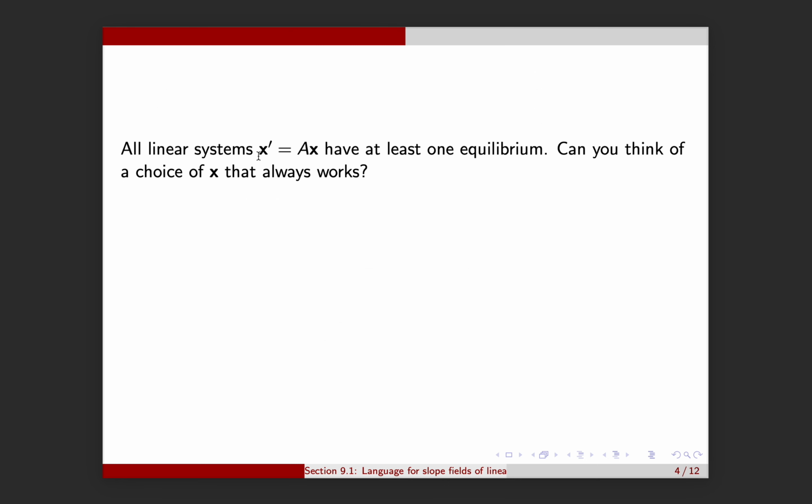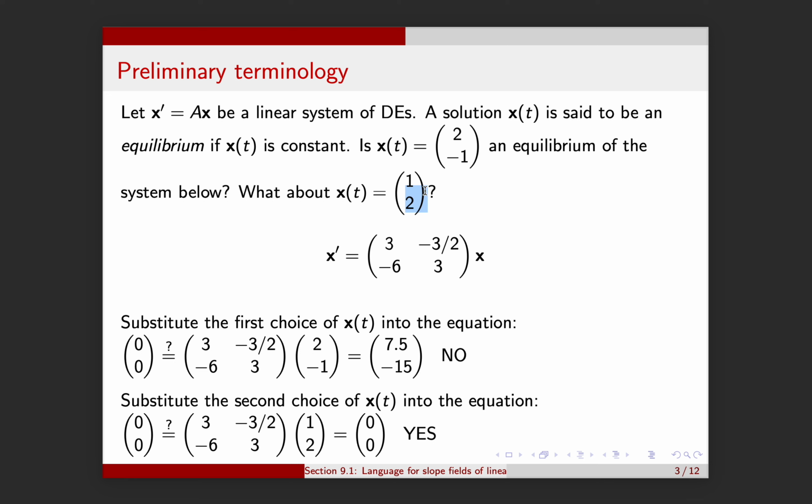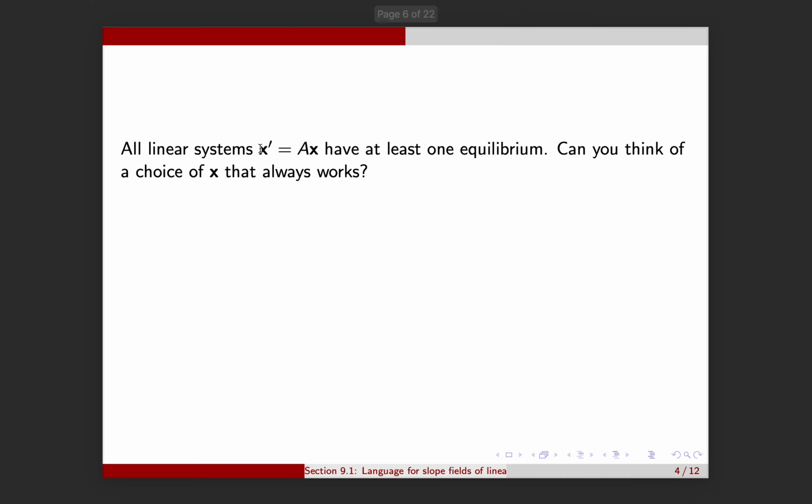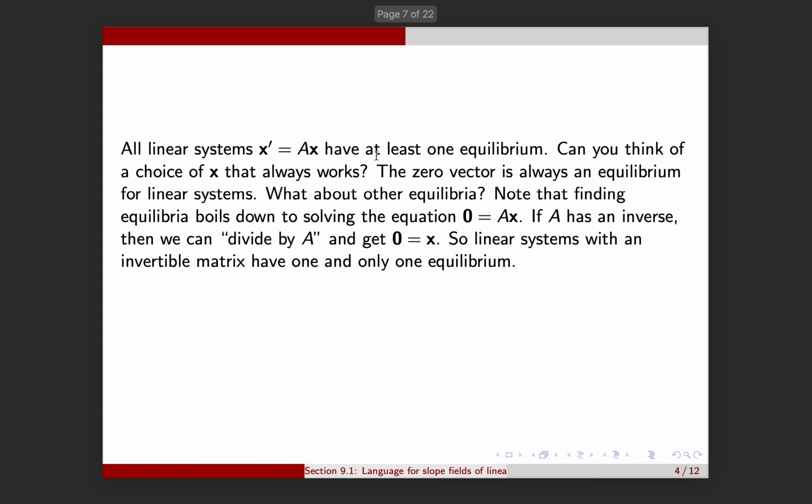So any system that looks like this has at least one equilibrium. This one here, I showed you one of them, but there are others, perhaps. And so the question is, given any linear system, can you think of one constant vector that always works? And you can pause the video when I ask these questions if you feel like, but if not, just let me point out, if x is the 0 vector, so x is just a column of zeros, well, A times 0 is 0, and the derivative of 0 is 0. So you always get the origin, the 0 vector, as an equilibrium.